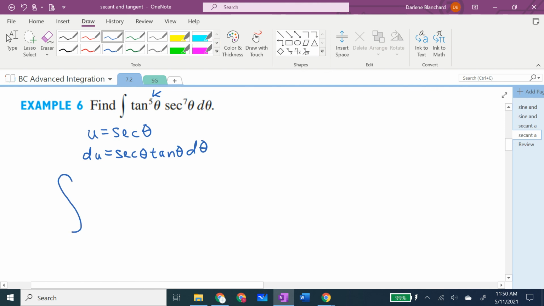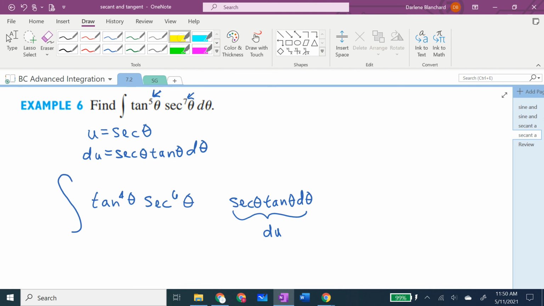Now this time, when I'm setting aside my du, I need to make sure to take one of my secants and one of my tangents. That leaves me with 4 tangents and 6 secants. Everything that isn't part of the du needs to be using only the trig function secant. So what do I need to do? And who needs to change, and what does it change to?